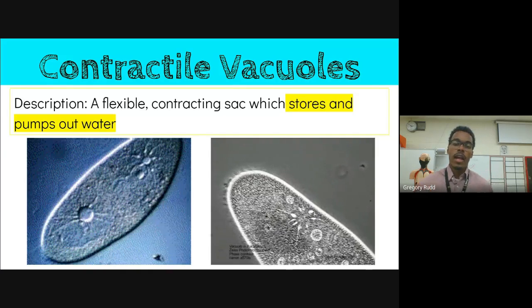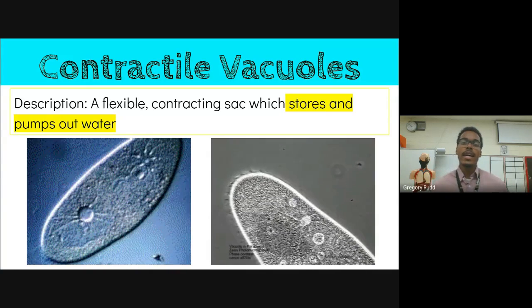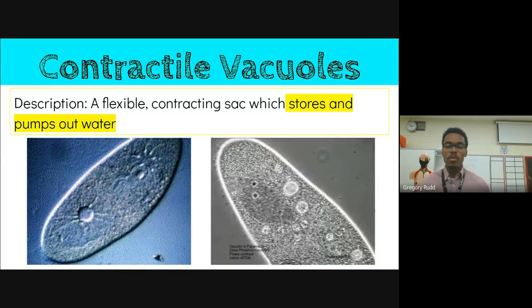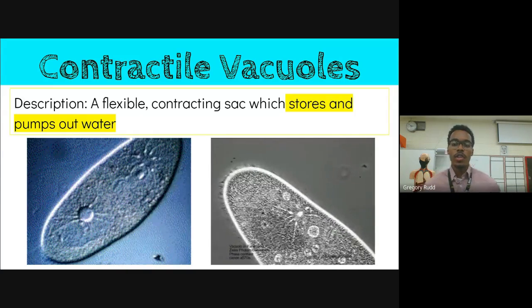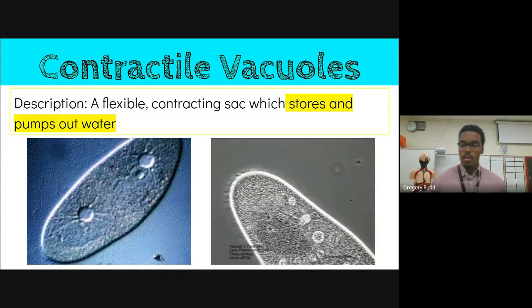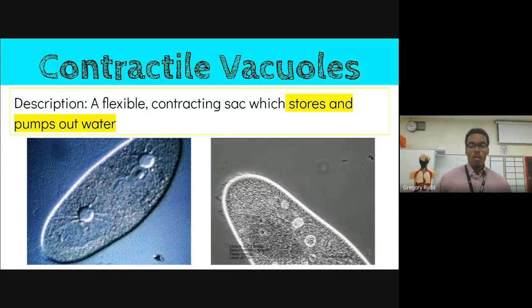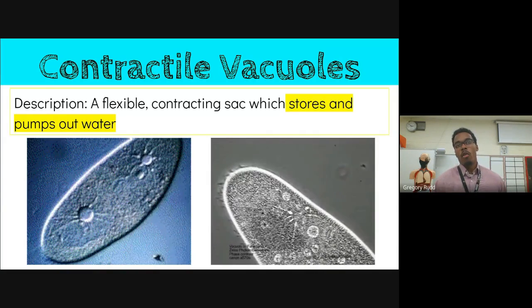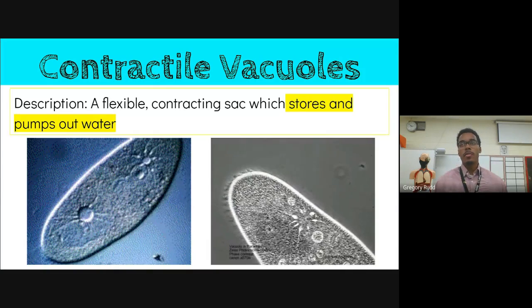And lastly, our last adaptation is called a contractile vacuole. And this is a flexible contracting sac which stores and pumps out water. Water, of course, is needed for the creation of energy. We need water to make energy.